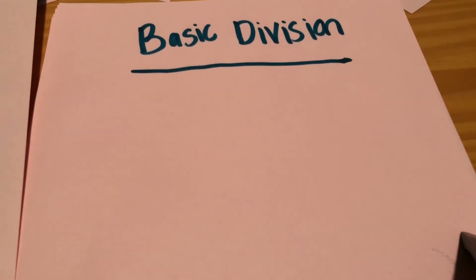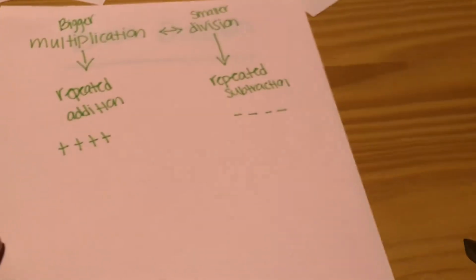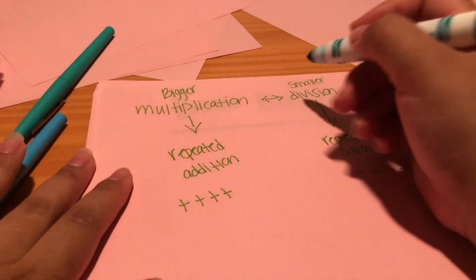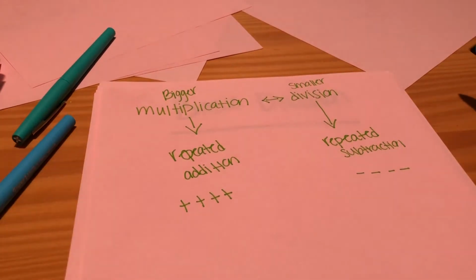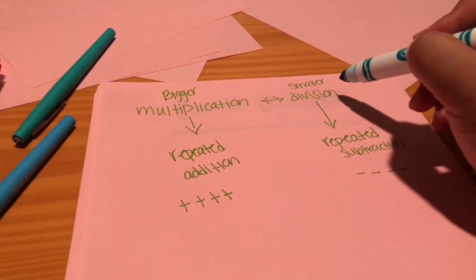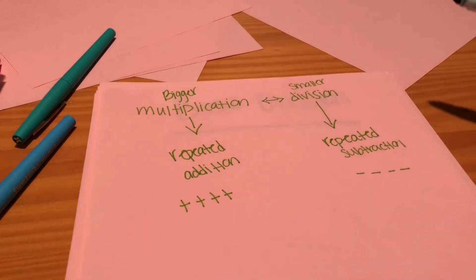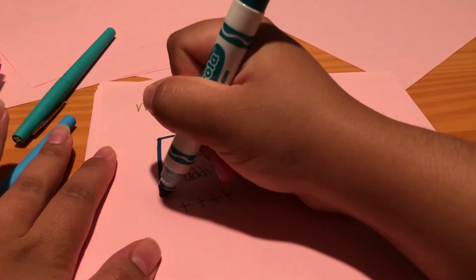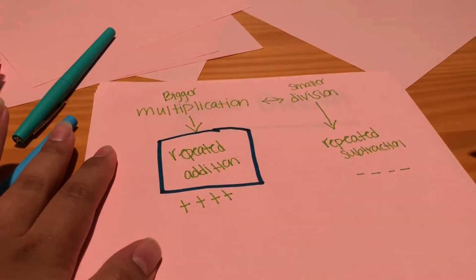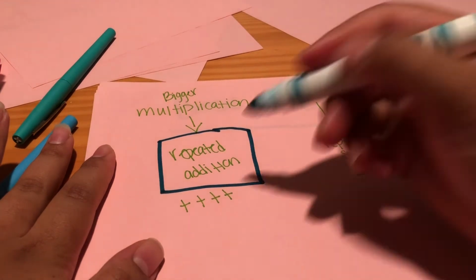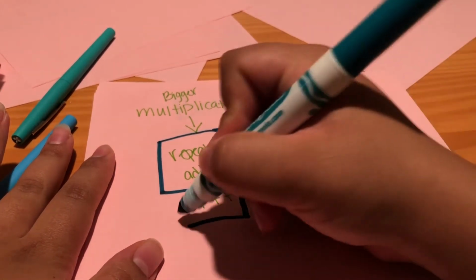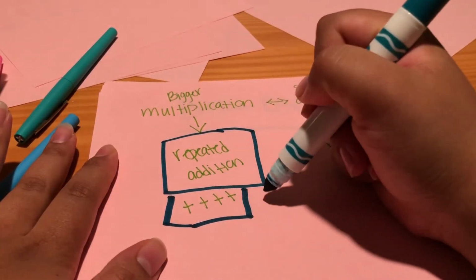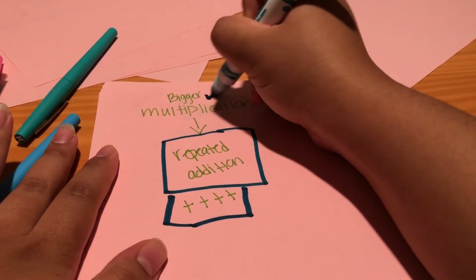Before I begin, I want to go ahead and explain multiplication and division. Multiplication and division kind of work together. Division is the opposite of multiplication. When we think of multiplication, we think of repeated addition. That means we're going to add our numbers several times to get our product. And when we're getting a product, since we're adding, we should get bigger.